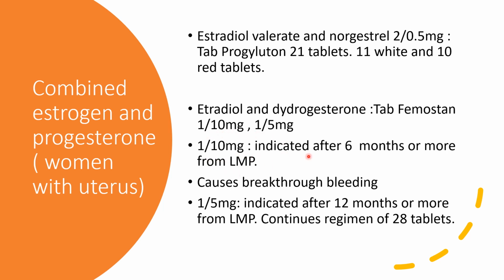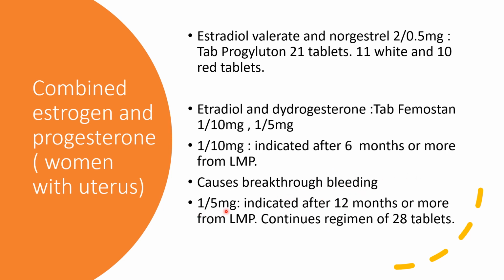So the 1 by 10 milligram tablet is indicated 6 months or more after the last menstrual period. So not a year, but it can be prescribed if 6 months have passed after the last menstrual period and the female has started her symptoms. Because progesterone is in higher strength in this form, 10 milligrams, the female experiences breakthrough bleeding. So she has to be counseled regarding this.